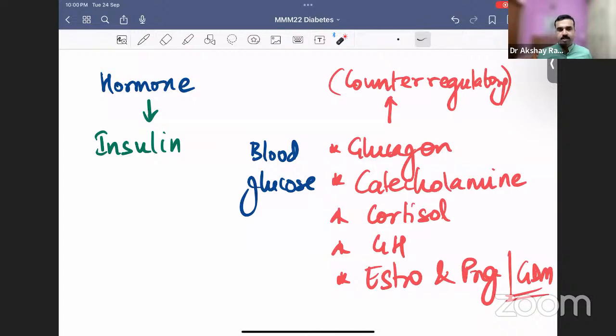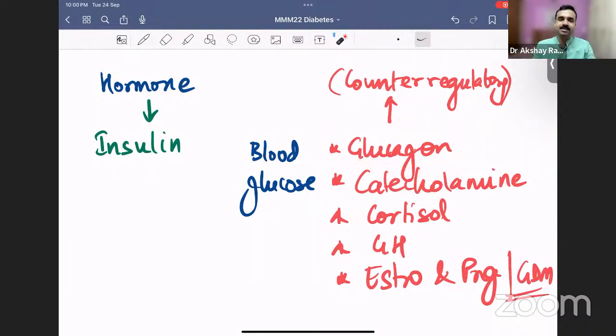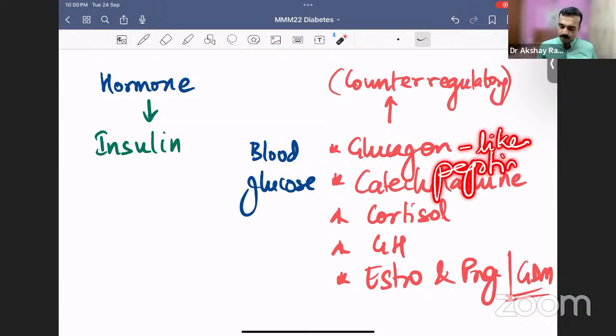There's one hormone which pretends that it likes glucagon. That's why it's been named like that. But actually it doesn't like glucagon. It dislikes it. It suppresses glucagon release. It actually increases release of insulin. That is why it is known as glucagon-like peptide. Very good, Samay. So glucagon-like peptide 1, GLP-1.